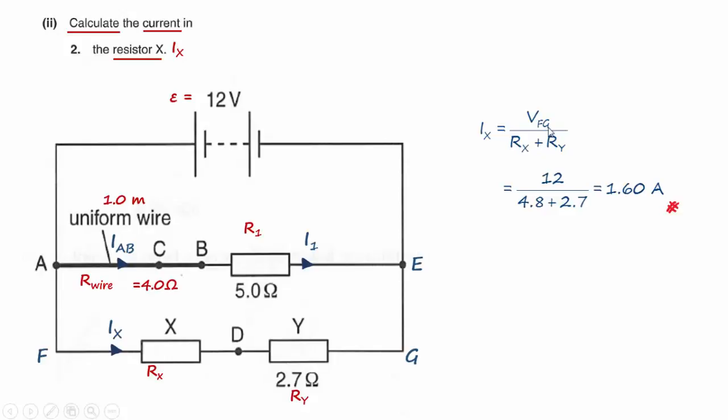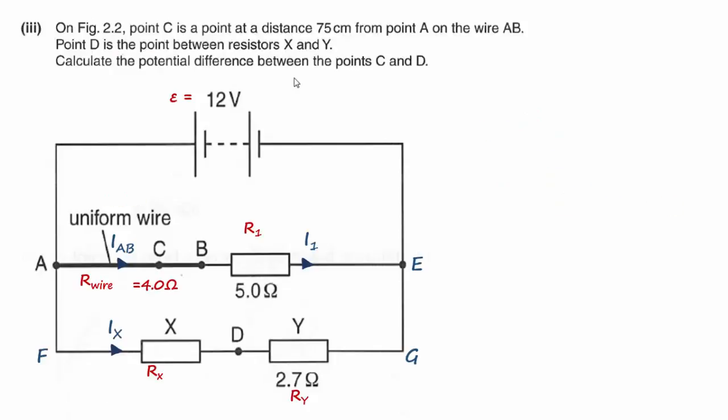We know that the potential difference across FG is equal to the same potential difference across the cell, which is 12 volts. Rx is 4.8, which we have calculated earlier, and Ry is 2.7 ohms. Hence, again putting it into the calculator, we should have 1.60 amps as the answer. Moving on to the last part of the question.